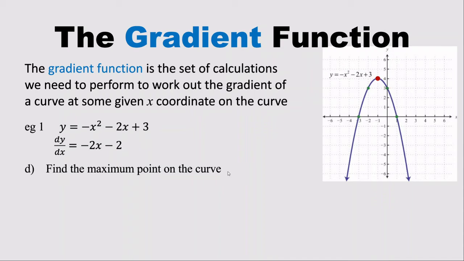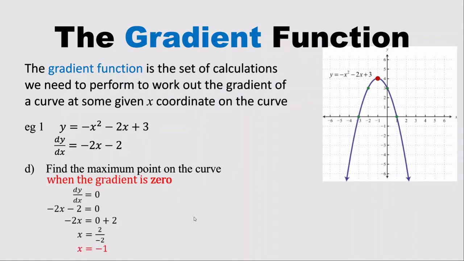More often, we're asked to find the maximum, minimum, or turning points on a curve. And remember, we find those maximum, minimum, and turning points where the gradient is equal to 0. Now, I can see from my graph where my maximum point is, but we're not always given a graph. So using our differentiated equation, our gradient function, we'll set that gradient function equal to 0 and work out the value of x when the gradient is equal to 0. So rearranging this equation to get x on its own, we work out that x is equal to negative 1.